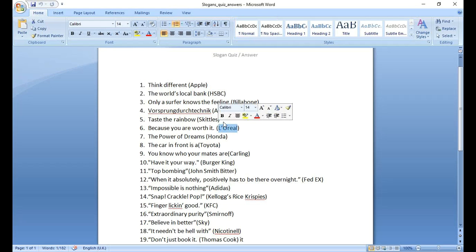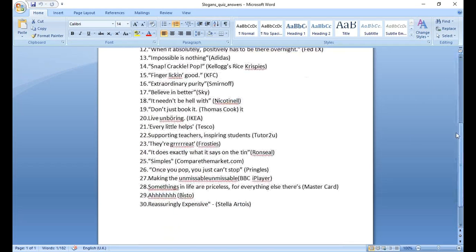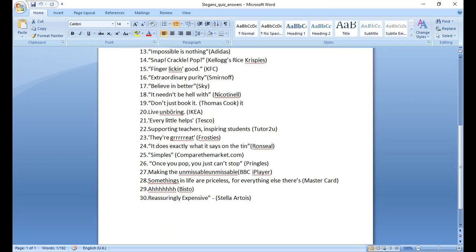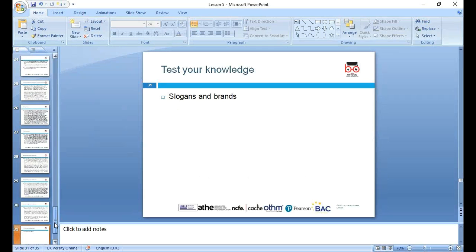L'Oreal, because you're worth it. Power of Dreams is Honda. So we can look at these slogans, which is very important, and when we develop the strategy we can develop slogans behind it as well. So slogans also help to recognize and give a strong message to people.